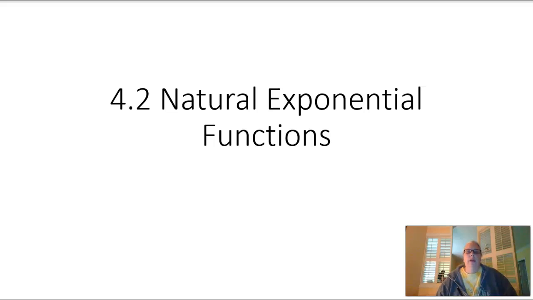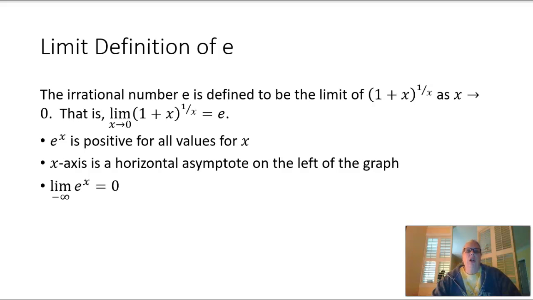In this section, we're going to look at natural exponential functions. This goes with section 4.2 in your text. We'll start out with the limit definition of e. You can see it's an irrational number. It's defined to be the limit of (1 plus x) to the power of 1 over x as x approaches 0. Notice that e to the x is positive for all values of x.